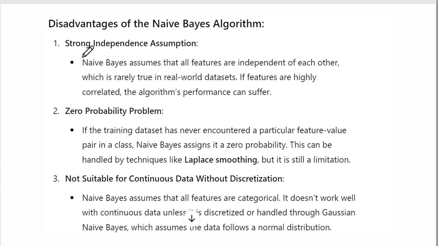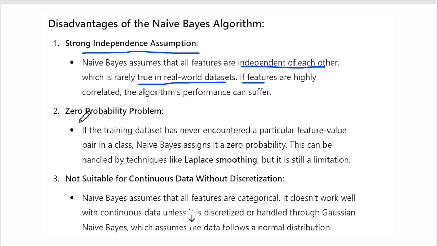And the drawbacks of the naive Bayes algorithm: strong independence assumption. That means each feature is taken as independent of each other. That is one of the drawbacks of the naive Bayes algorithm. Which is rarely true in real-world datasets. If features are highly correlated, the algorithm performance can suffer. For example, if all the features are independent, then it works fine. If you have some relevant, dependent features in the dataset, then it does not work very well.